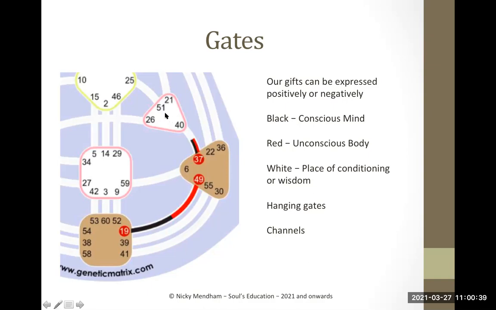It doesn't like to be told things. So what happens with the hanging gates, this is what this is, a hanging gate where you've only got one gate and it doesn't create a full channel. It's like a magnet, and it actually magnetizes and pulls in the 40th gate. It's always looking for the opposite end of the channel.